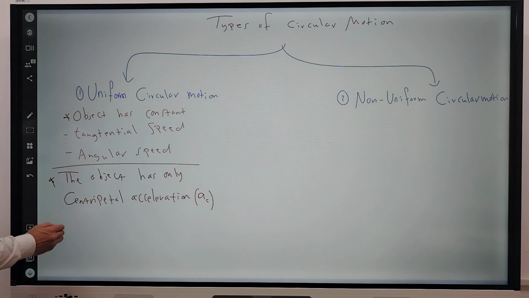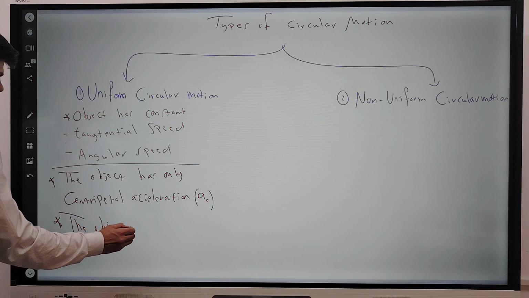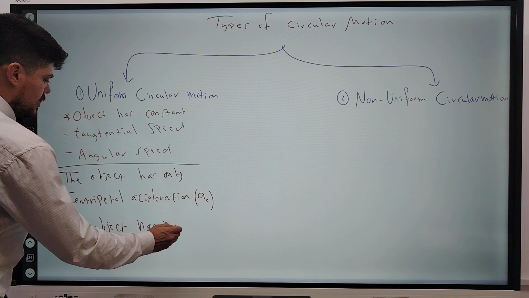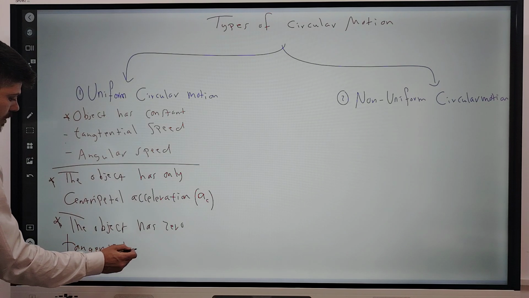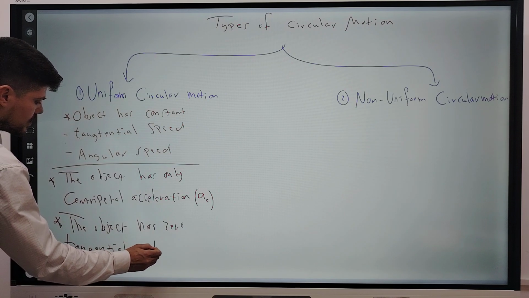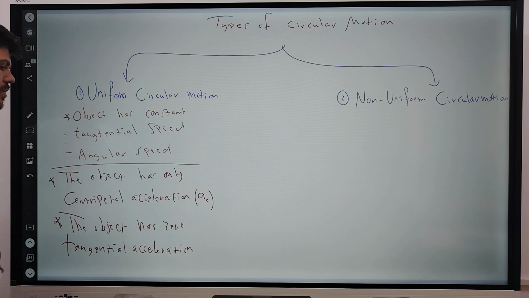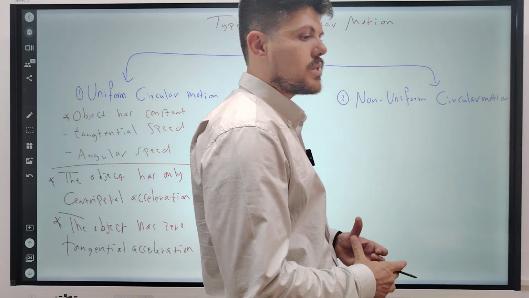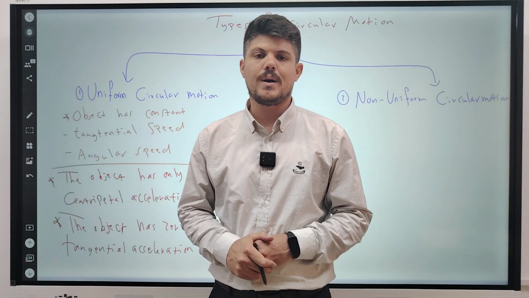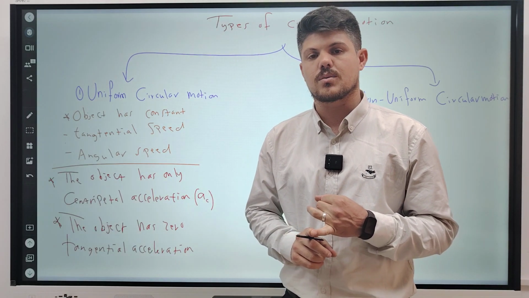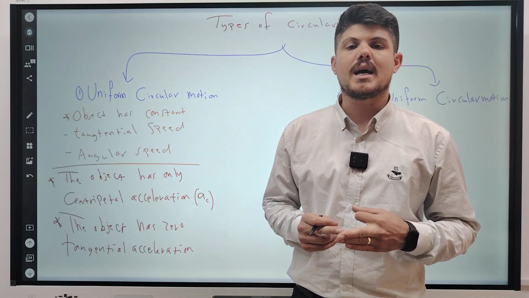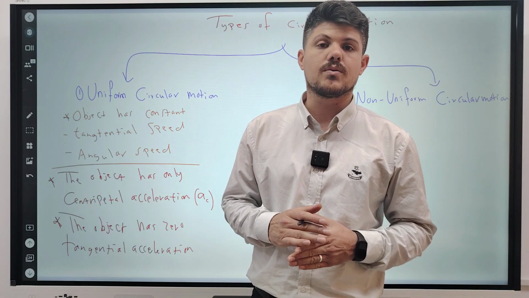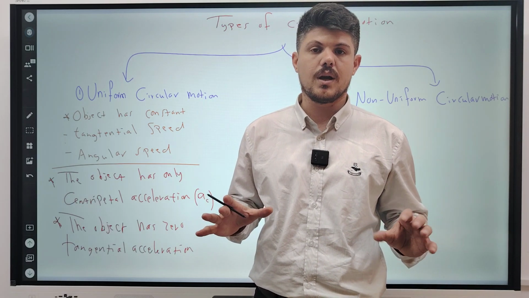And the object has zero tangential acceleration. So when is the tangential acceleration zero for an object moving in a circular path? When it has uniform circular motion, or constant angular speed, or constant tangential speed, and all of them are correct. Be careful.